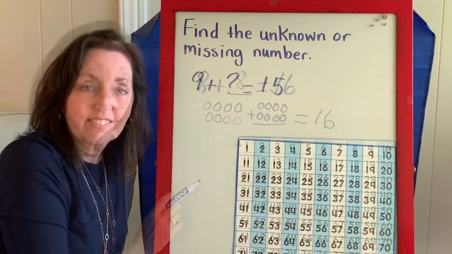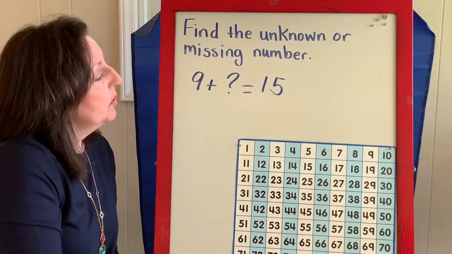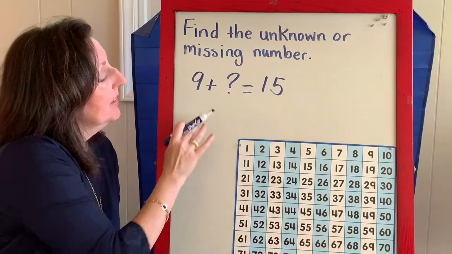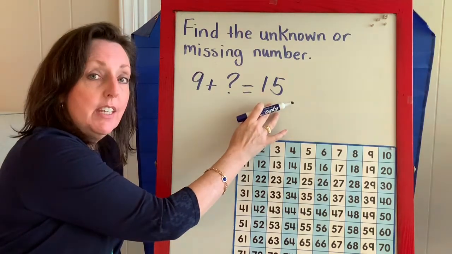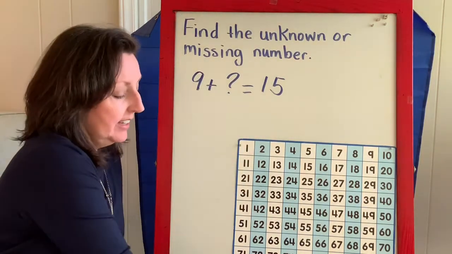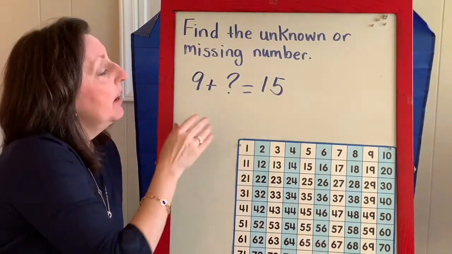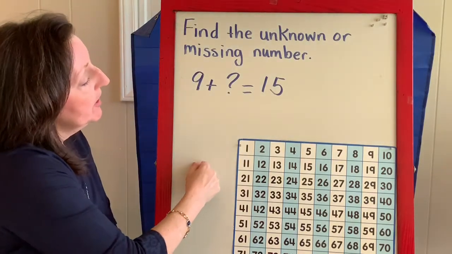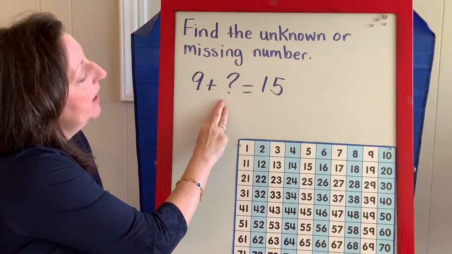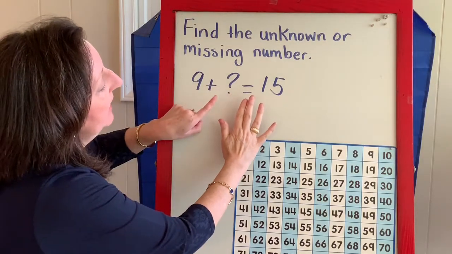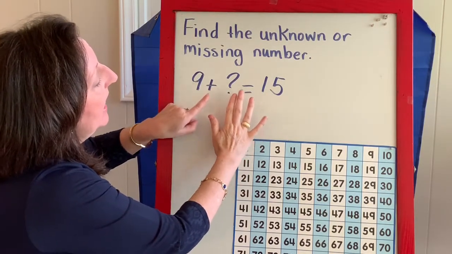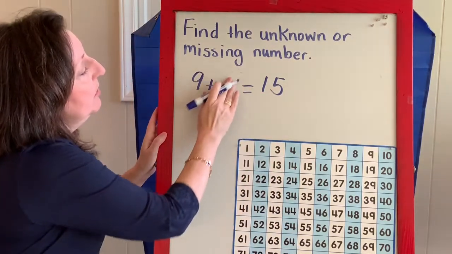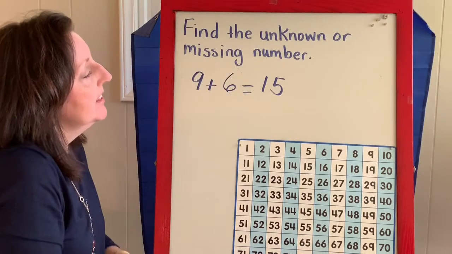Let's do another one. Another addition problem for you. 9 plus something, got my question mark, it's unknown, missing. 9 plus something equals 15. You could hold 9 in your head. 9, 9, 9, 9, 9. And what comes after 9, and you'll stop at 15, you could use your fingers. What comes after 9? 10, 11, 12, 13, 14, 15. So what did I add to 9? I did 9 plus 6 is 15. So my unknown number, my missing number, was 6.